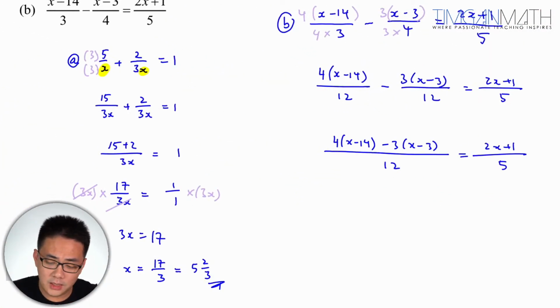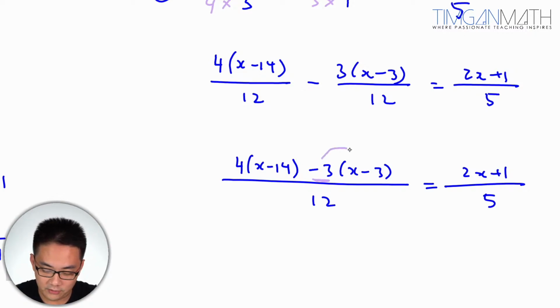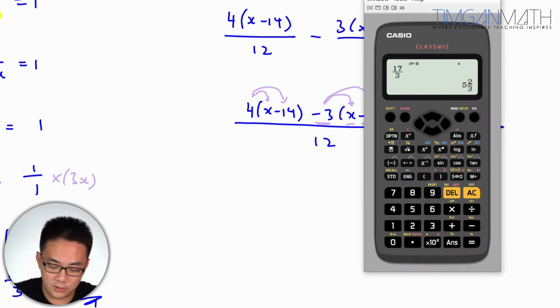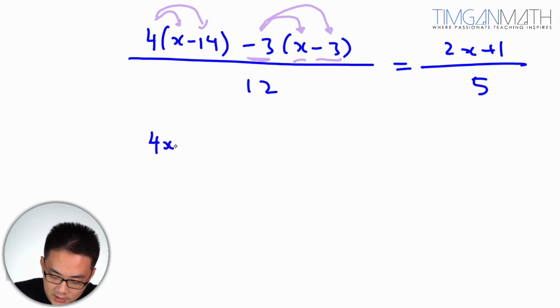Because this is where the common pitfall comes in. Usually when students multiply this in, they forget about this negative sign. So try not to be too cavalier with this. Just be very, very careful, especially with the negative sign. So multiply this in and multiply this in as well. In this case here, 4 times negative 14. So 4 times 14 would be 56. So this is 4x minus 56 minus 3x.